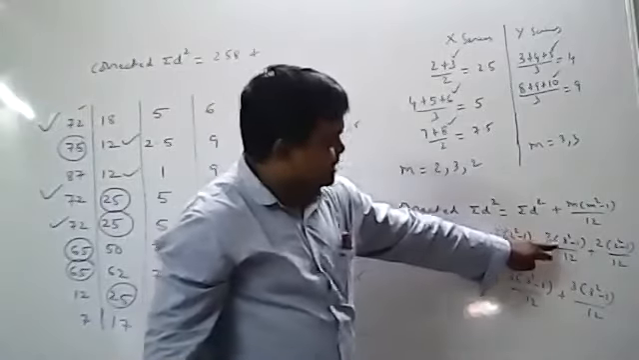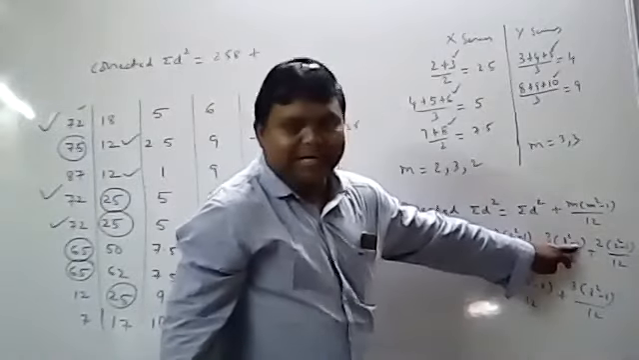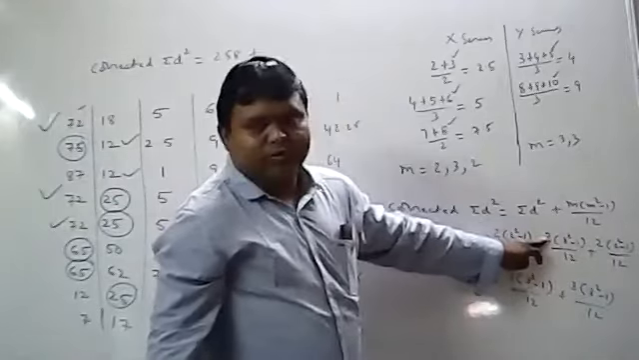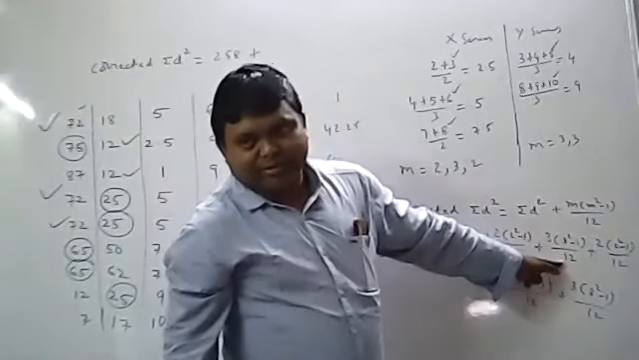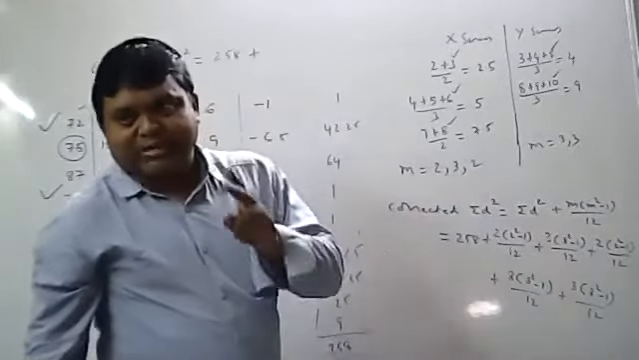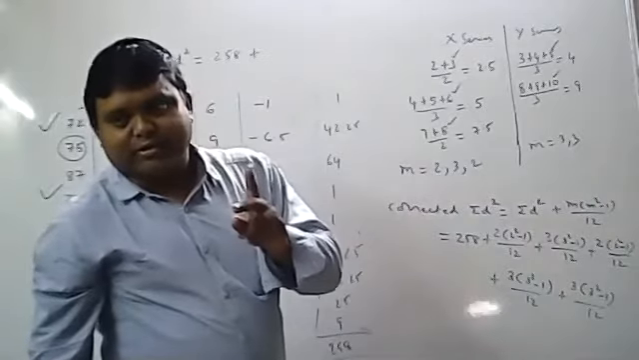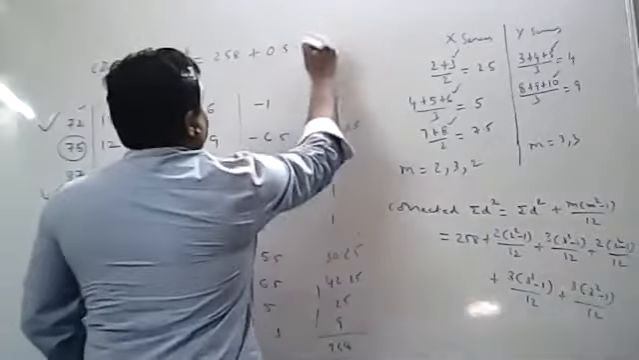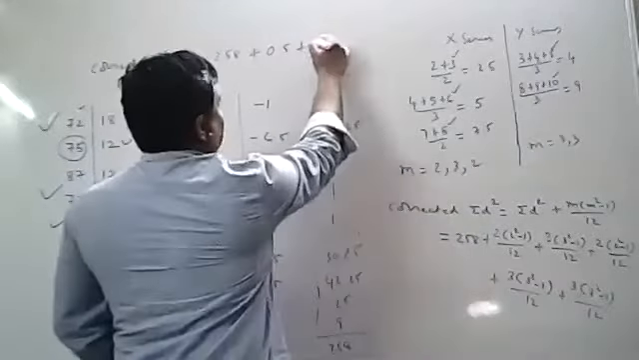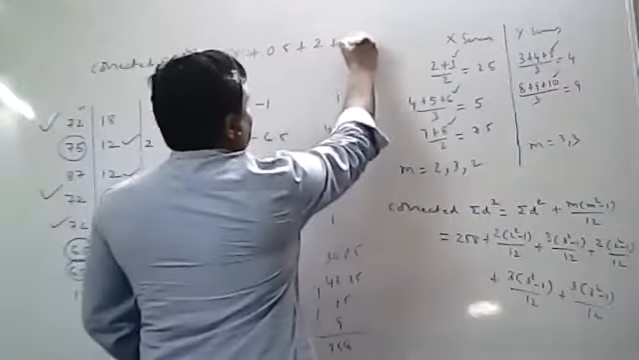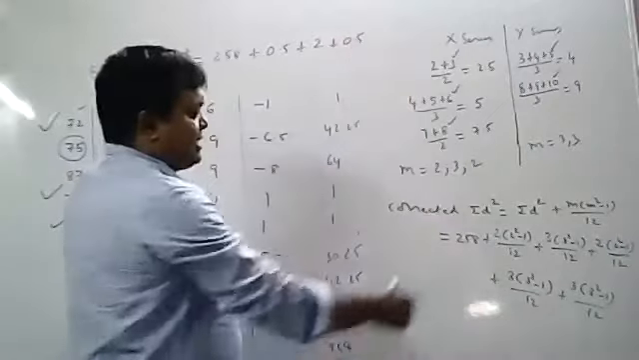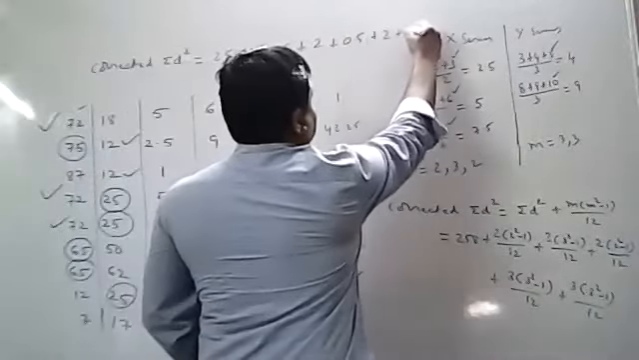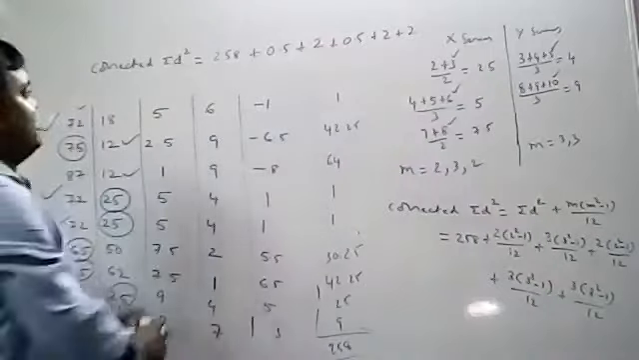For the 3 calculation, 3 square minus 1, 9 minus 1 is 8. 8 into 3 is 24. 24 divided by 12 means 2. So where 2 is there, you will get 0.5. Where 3 is there, you will get 2. So first 2 is there, that means you will get 0.5, plus whenever 3 is there, you will get 2, plus next 2 is there 0.5, next 3 is there 2, next 3 is there 2. So this is the calculation you will get.